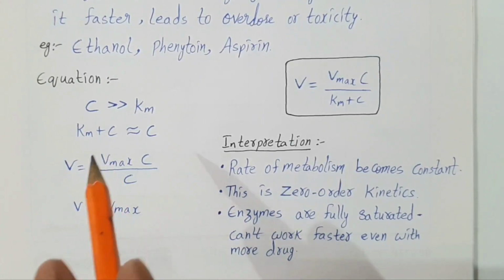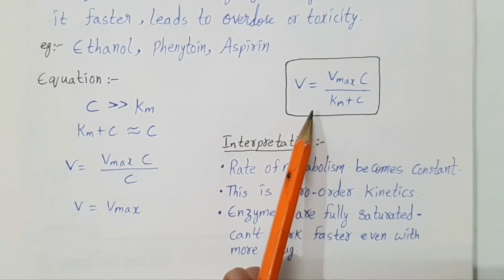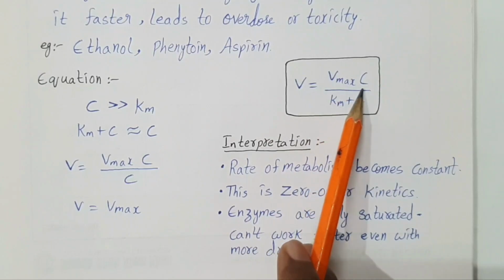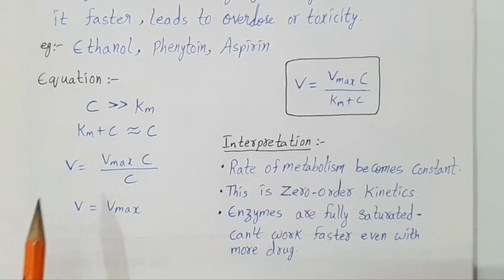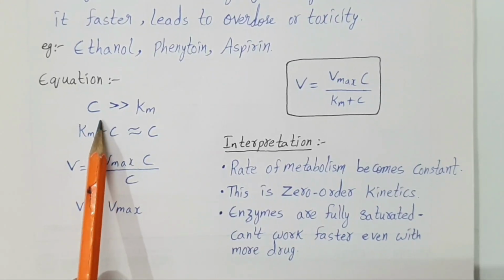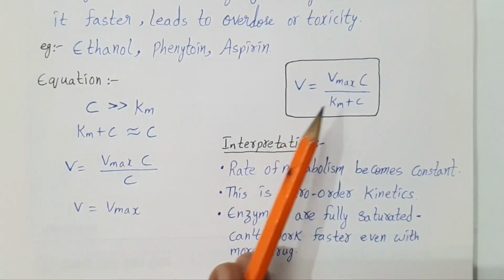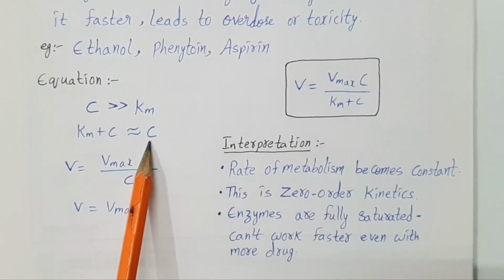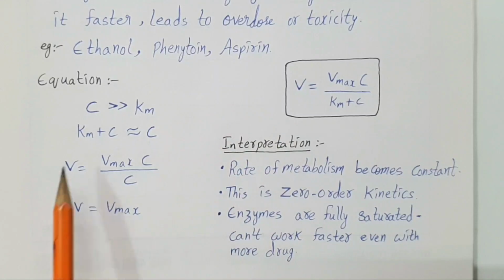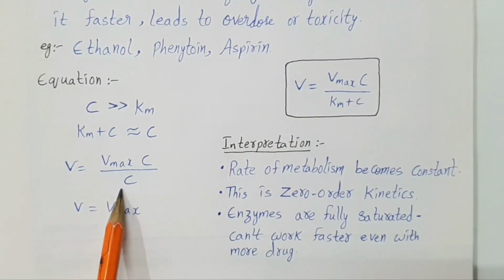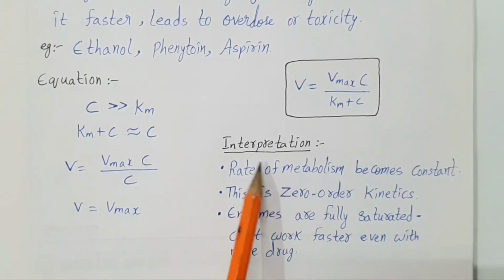Now let's derive the zero order equation with the help of the general equation V equals Vmax C divided by Km plus C. So in zero order, the concentration is very high and Km is negligible. So in place of Km plus C, we can write it as C only. So this equation becomes V equals Vmax C divided by C. C gets cancelled, and V equals Vmax remains. The interpretation is that the rate of metabolism becomes constant here, and this is zero order kinetics. Enzymes are fully saturated.